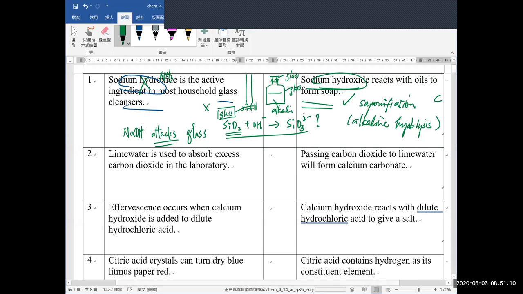Do you understand? Shall we invite Zhou Gaming to take a look at question two? Question one: lime water is used to absorb excess carbon dioxide in the lab, and passing carbon dioxide into lime water will form calcium carbonate. What do you think?